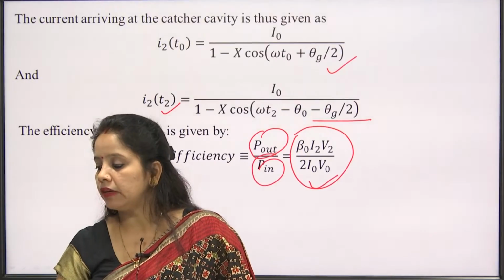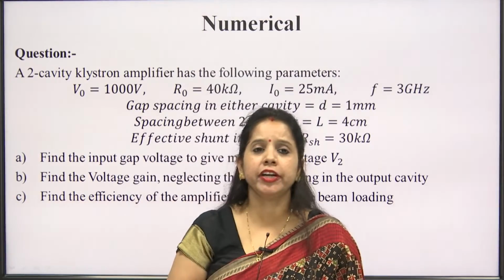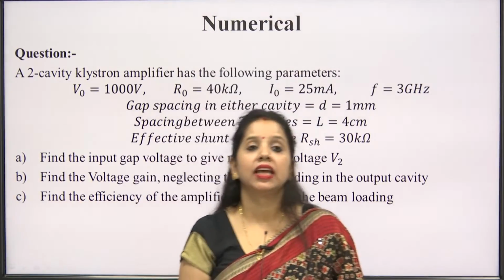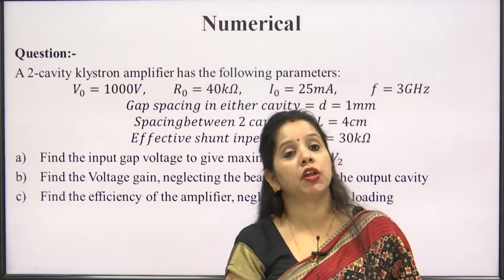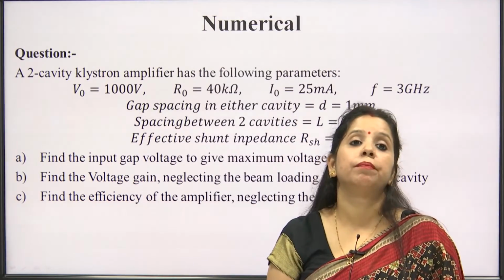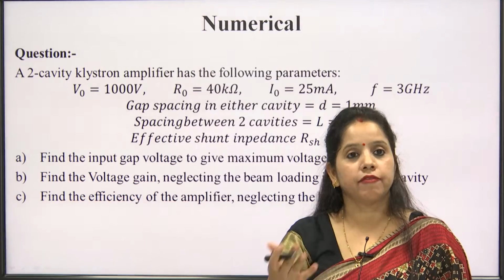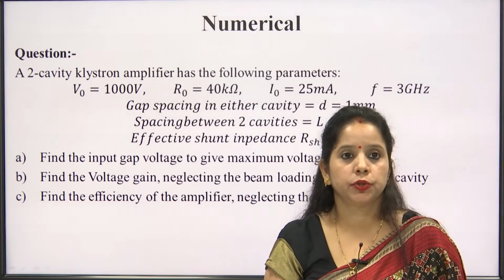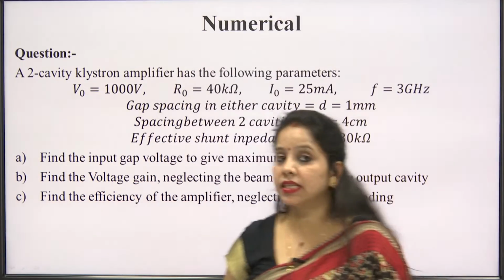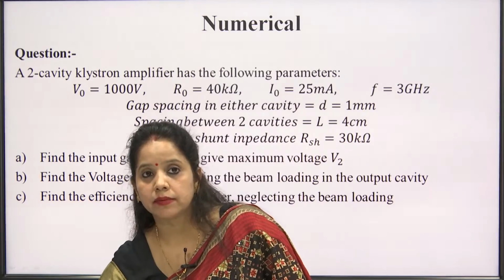These are the important parameters which you must always remember, because numericals based on these formulas also come. And when we talk about what type of questions come in this topic, sometimes it is to explain the velocity modulation process, explain the bunching process, and of course the construction and working of a two cavity klystron. So, these are the basic things which come in this chapter and within this topic.